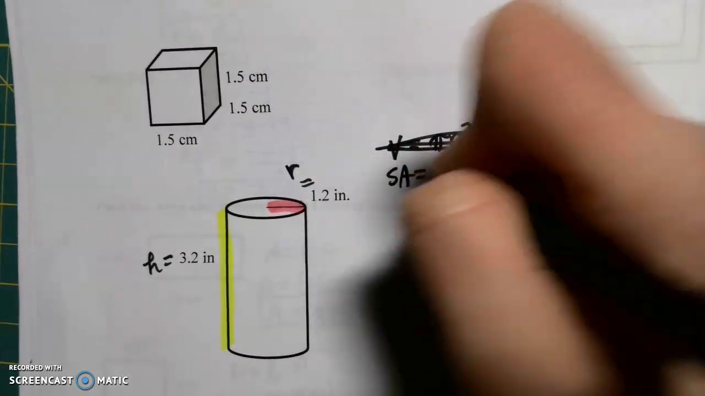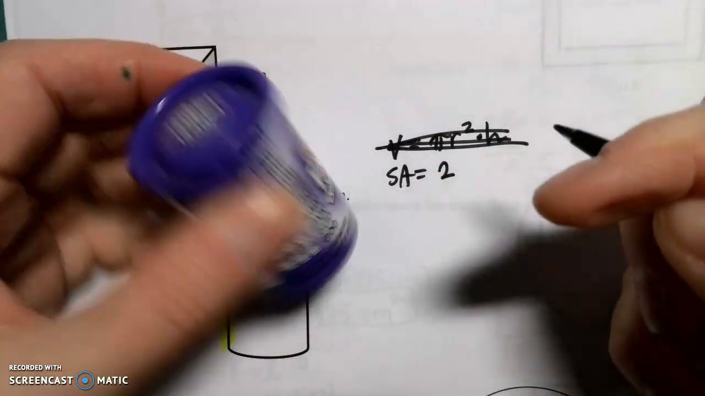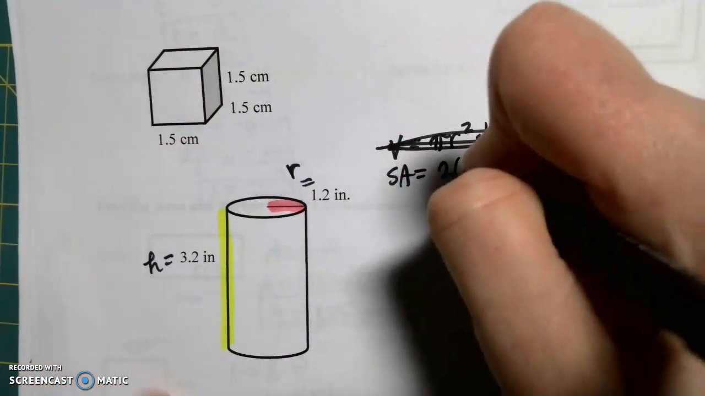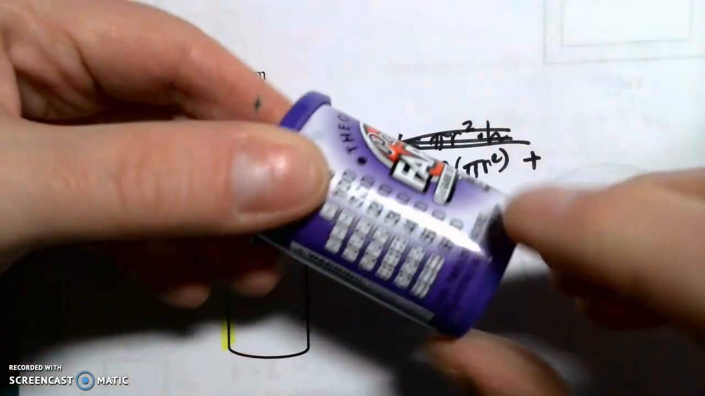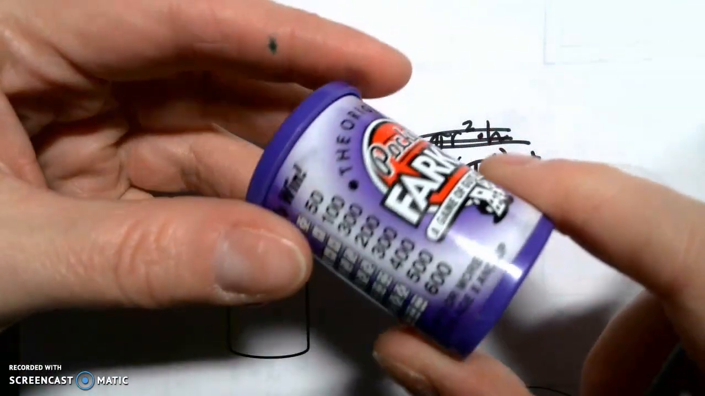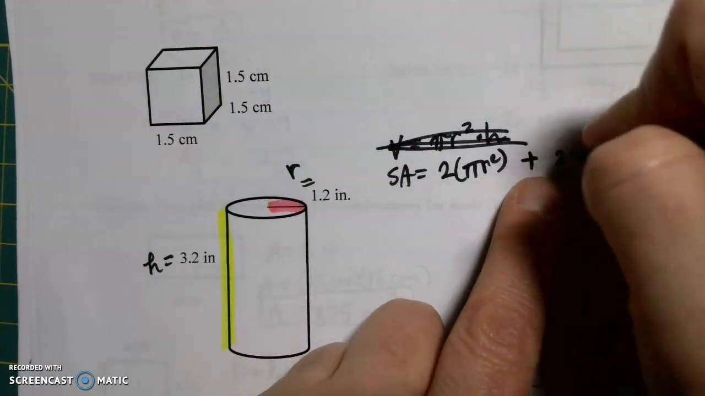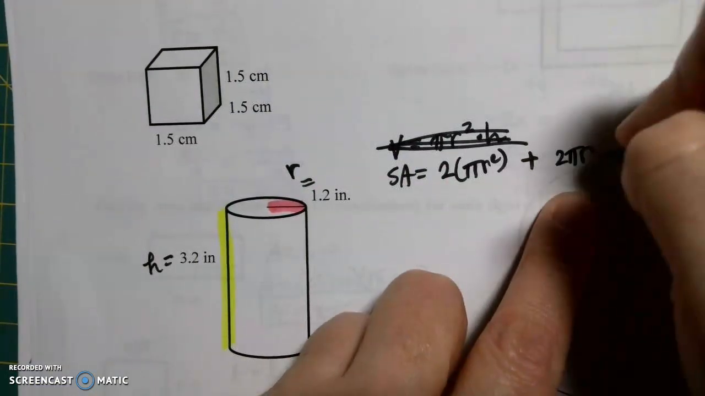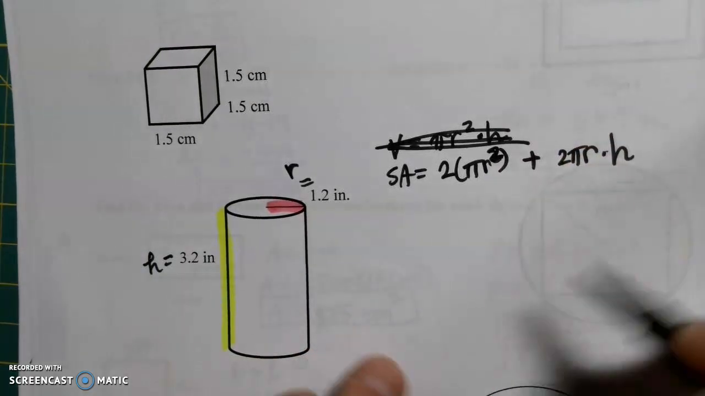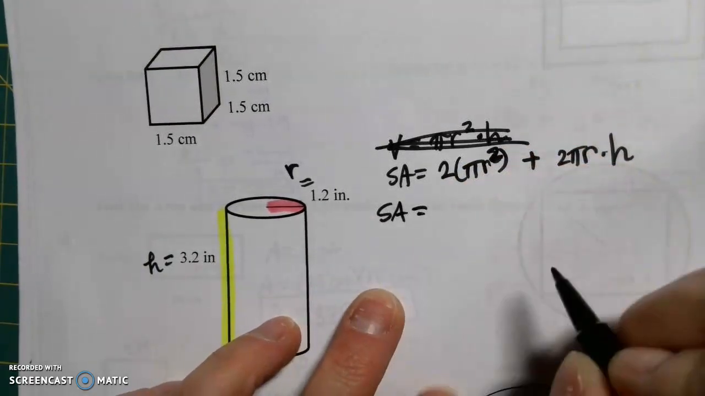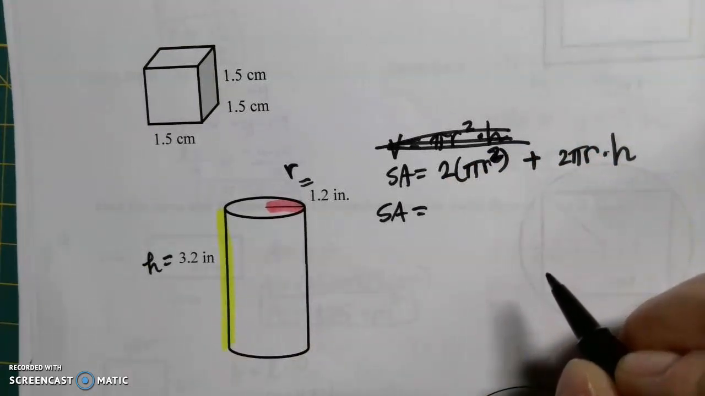So surface area is 2 circular bases, right? One on top, one on the bottom. So 2 times pi r squared plus this rectangular outside. So think about the label that's on a can of soup. And that is going to be 2 pi r, the circumference, times the height. And that's squared there. All right, so then we plug those values in, and my video is about to run out, so we will continue this on the next one.